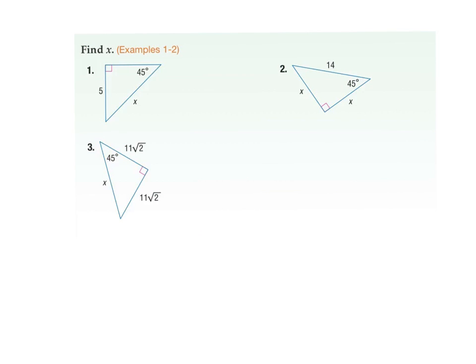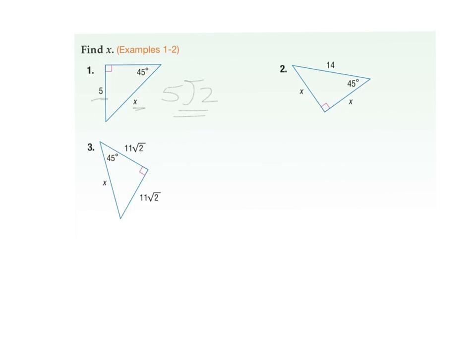So question number 1: your leg is 5, and you need to find the hypotenuse. Remember, it's multiplying by root 2, so your answer is purely and simply 5 root 2. Simple, easy, you don't need to simplify it. You don't need your calculator, leave it as a radical.